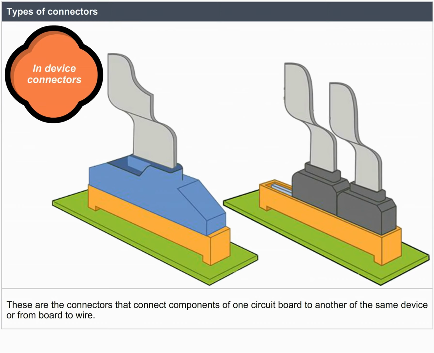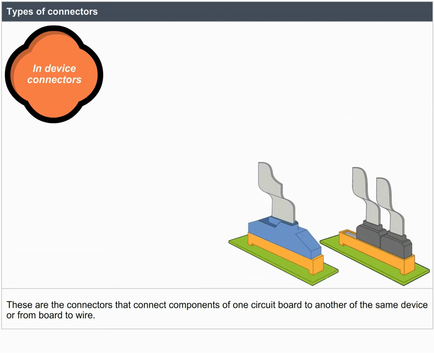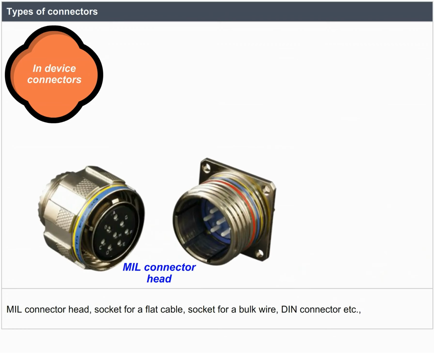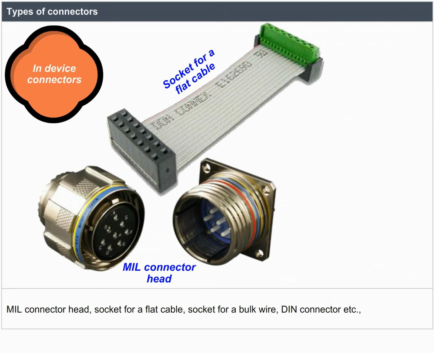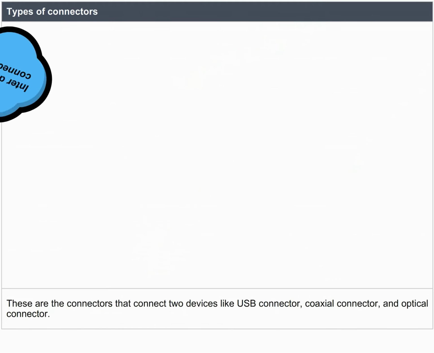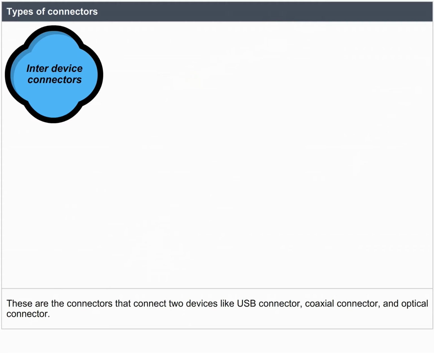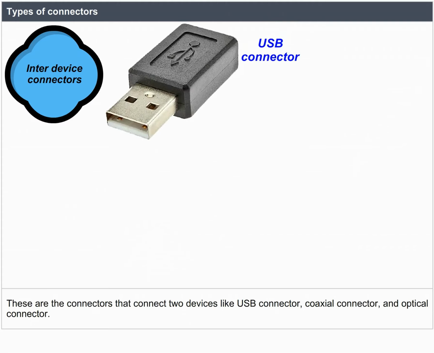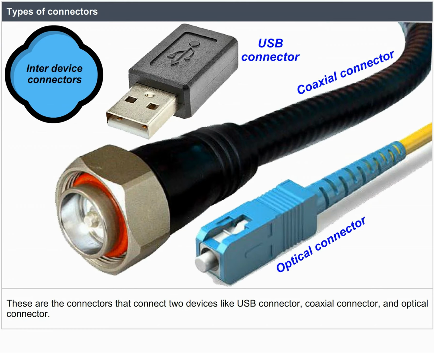These are the connectors that connect components of one circuit board to another of the same device, or from board to wire. Examples are MIL connector head, socket for a flatbed, socket for a bulk wire, DAN connector, etc. Inter-device connectors. These are the connectors that connect two devices, like USB connector, coaxial connector, and optical connector.